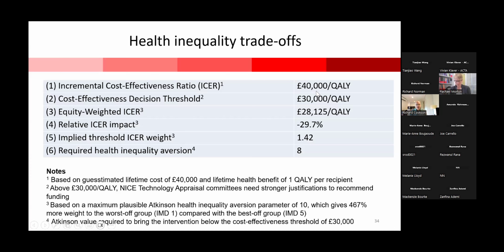Well, here's the answer. We're assuming various things here, but if the cost effectiveness ratio is £40,000 per QALY, which is slightly too expensive for standard UK decisions, because the normal threshold is 30,000, and you apply the maximum plausible equity weights using an Atkinson of 10, then you get a reduction of 30% in your ICER, an equivalent ICER weight, the way the relativities work, so 1.42 is the weight you'd apply to that. Basically, you would need an inequality aversion parameter of 8 or more to say, yes, we will fund this.